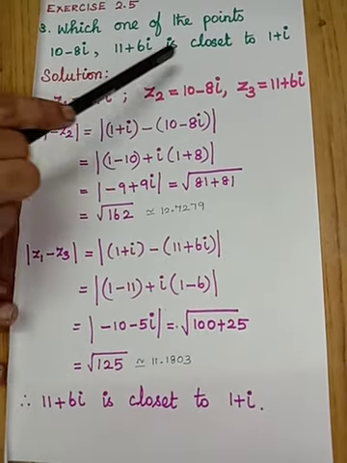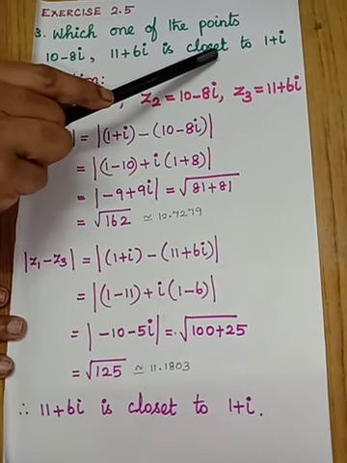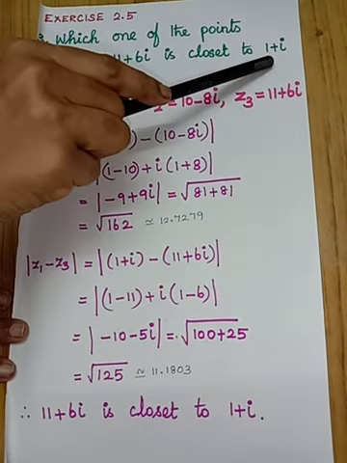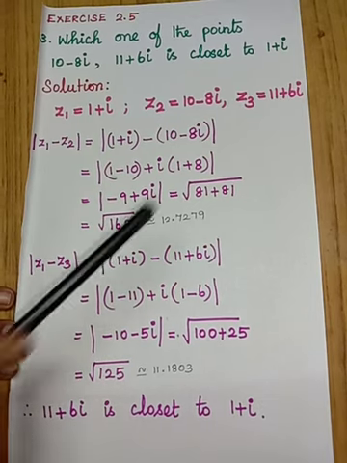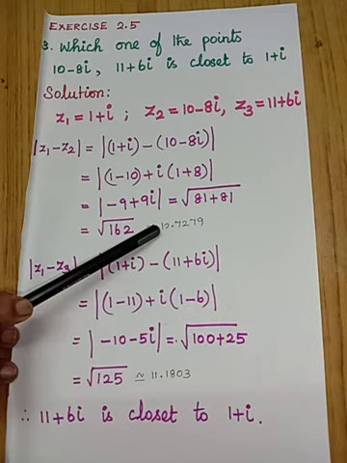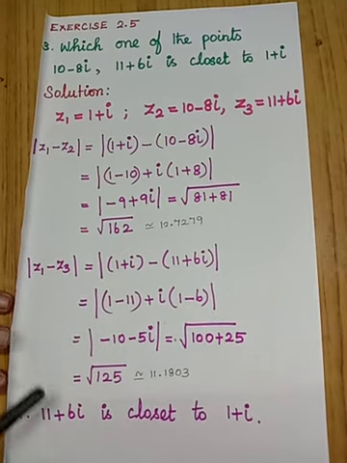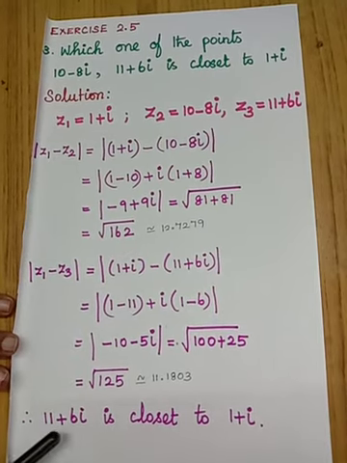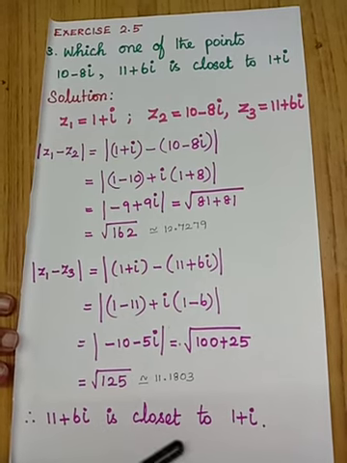So what is the question asked? It is which is closest to 1 plus i. So this is z3. Okay, whose distance is 11.18 comparing to this. So therefore the third complex number 11 plus 6i is closest to 1 plus i.